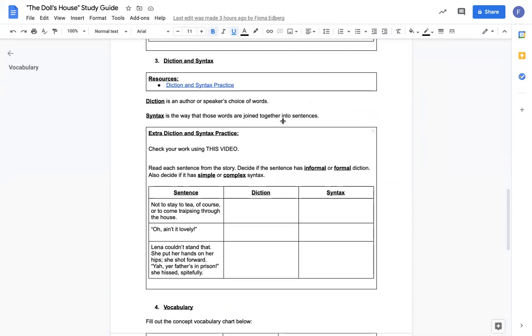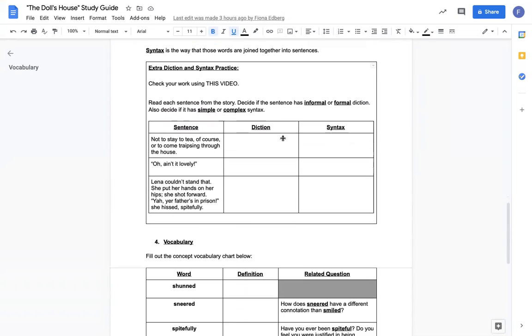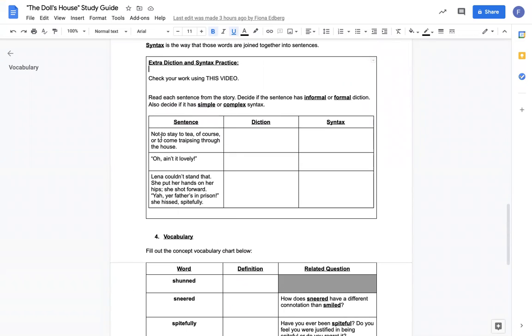I would also like to look at the diction and syntax on your study guide here. And you just had 3 examples that you were looking at, this time from the story that we've been reading, The Doll's House. And all you needed to do was tell me for each of these sentences if the diction was informal or formal, and if the syntax was simple or complex.